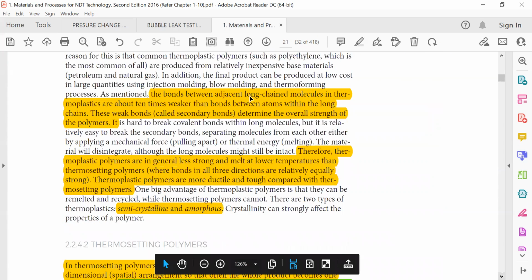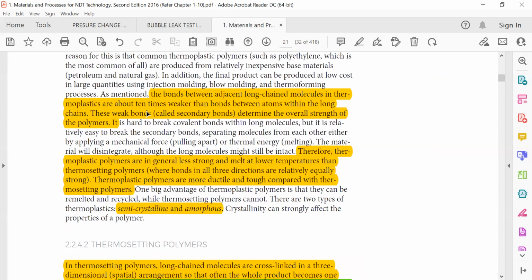The bonds between adjacent long-chain molecules in thermoplastics are about 10 times weaker than the bonds between atoms within the long chains. These weak bonds, called secondary bonds, determine the overall strength of the polymer. Therefore, thermoplastic polymers are generally less strong and melt at lower temperatures than thermosetting polymers. They can be semi-crystalline or amorphous.